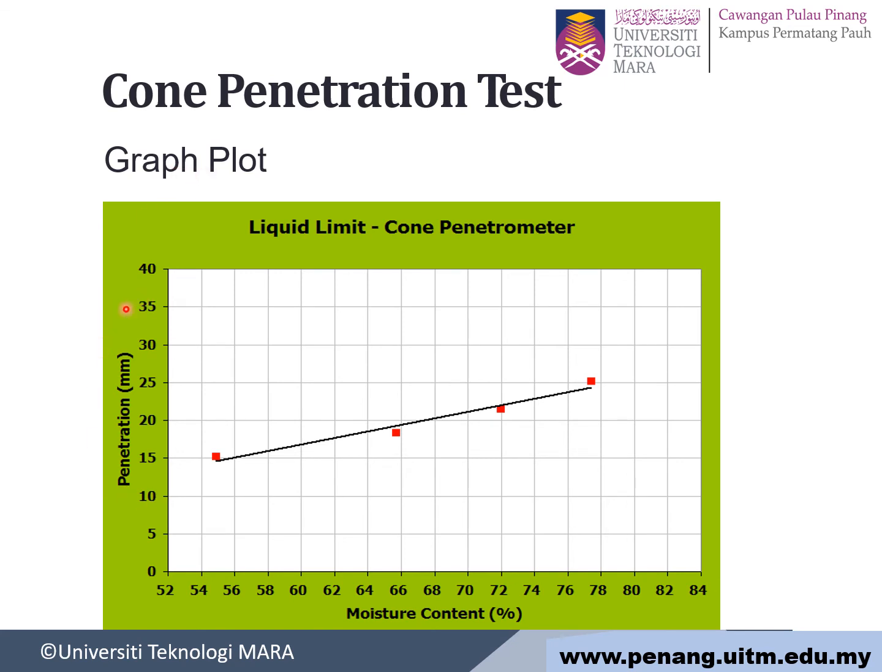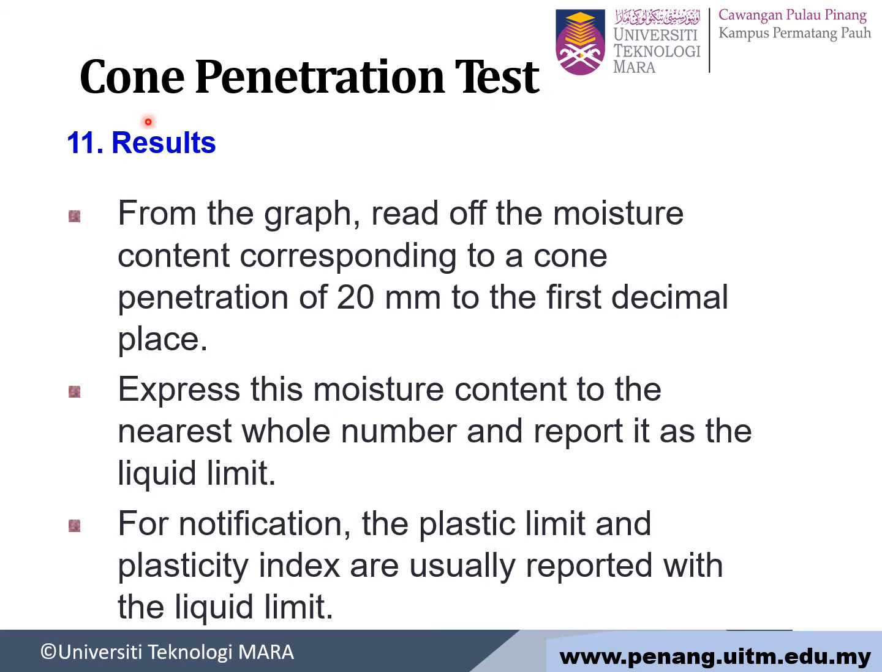We plot penetration versus moisture content. This is a straight line, the linear best fit straight line, and then you will get the result from the graph. Read off the moisture content corresponding to a cone penetration of 20 mm to the first decimal place.